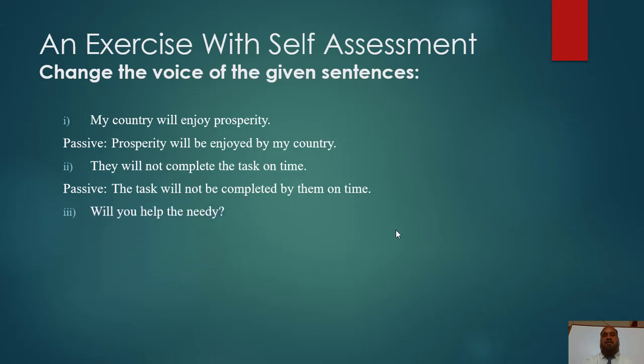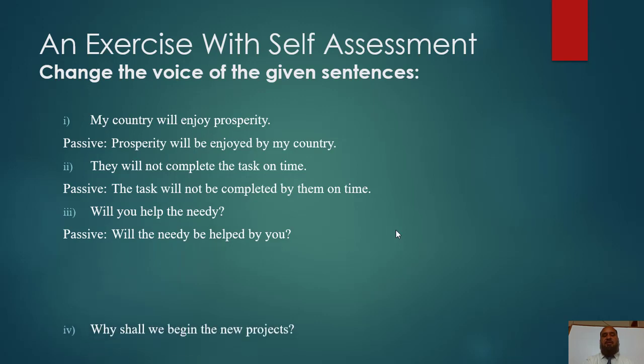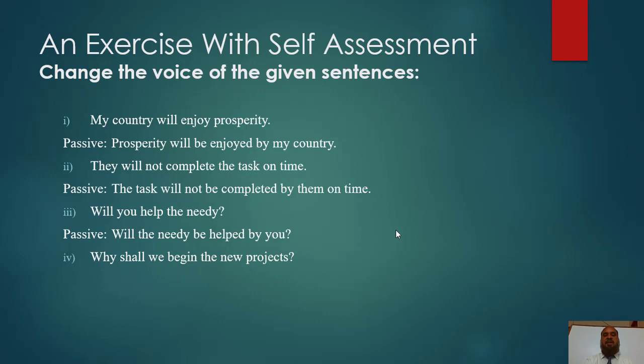Sentence number 3. Will you help the needy? Write its solution in your notebook. Its passive is, will the needy be helped by you? Mark yourself. Sentence number 4. Why shall we begin the new projects? Its passive is, why will the new projects be begun by us?